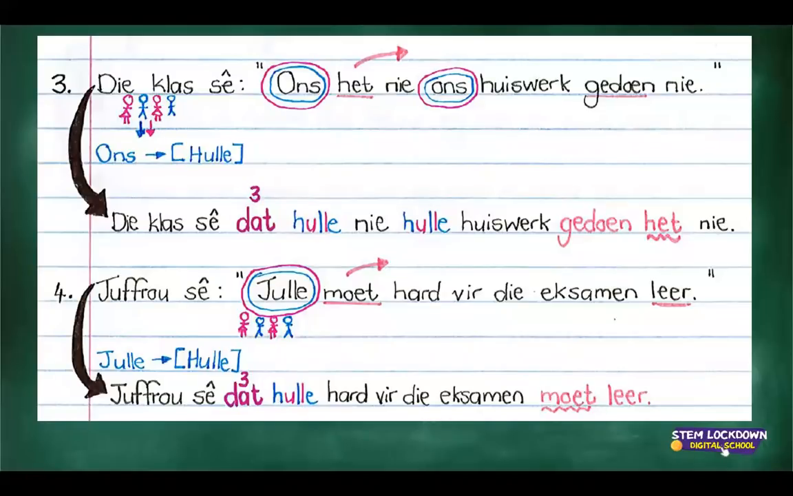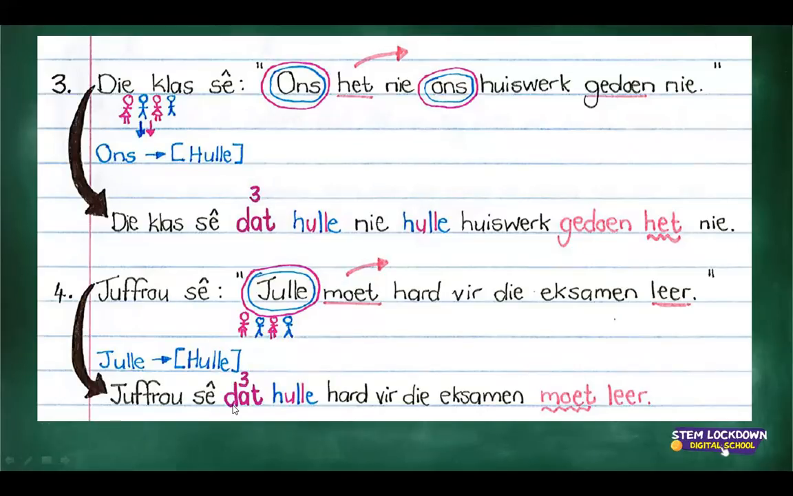wrong. Okay, dan het ek gesê, juffrou sê, julle moet hard vir die eksamen leer. Nou, julle is also your plural, like ons. Okay, I've identified my verb. So, ek skryf hierdie precies so neer. I write it down exactly like that.